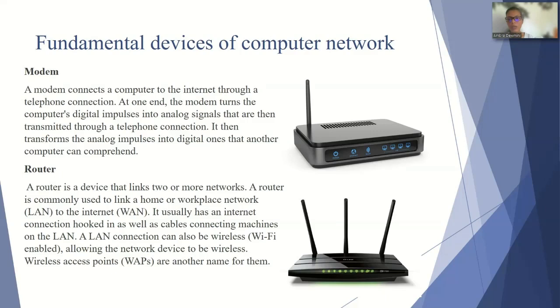Router. A router is a device that links two or more networks. A router is commonly used to link a home or workplace network, LAN, to the internet, WAN. It usually has an internet connection hooked in as well as cable connecting machines on the LAN. A LAN connection can also be wireless, allowing the network devices to connect wirelessly. Wireless access points, WAPs, are another name for them.